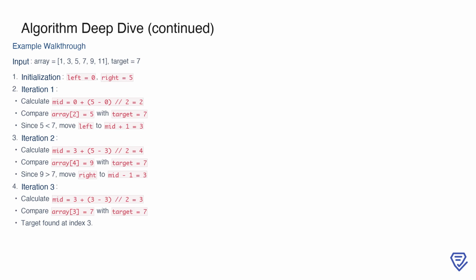In the second iteration, mid = 3 + (5 - 3) / 2 = 4. The value at array[4] is 9, which is greater than 7, so we move right to mid - 1 = 3. In the third iteration, mid = 3 + (3 - 3) / 2 = 3. The value at array[3] is 7, which matches the target. Thus, the algorithm returns index 3, confirming that the target value is found at this position in the array.